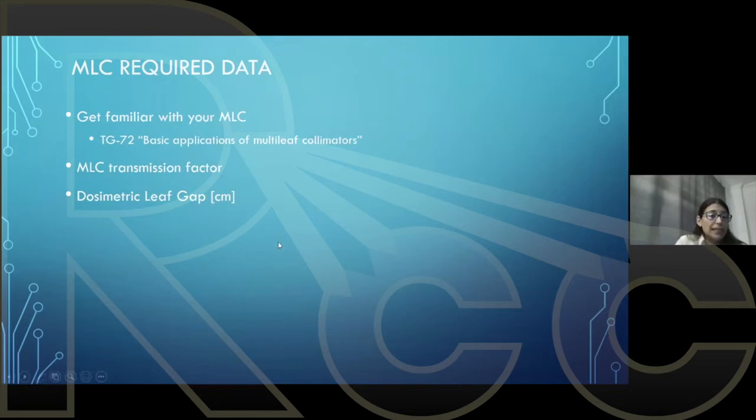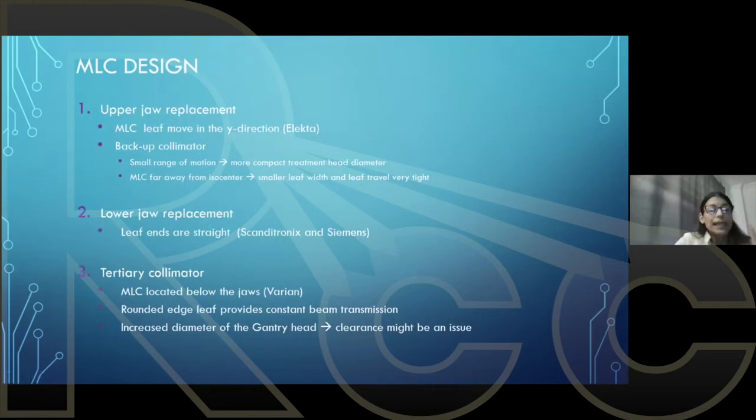Some of the treatment planning systems require the MLC transmission factor and the dosimetric leaf gap, in the case that your MLCs have the rounding edge. And here, different companies or different vendors have different MLC designs. For example, you might have the upper jaw replacement, and this happens on your Elekta machines. So for the Elekta machines, the MLC leaf moves in the Y direction.